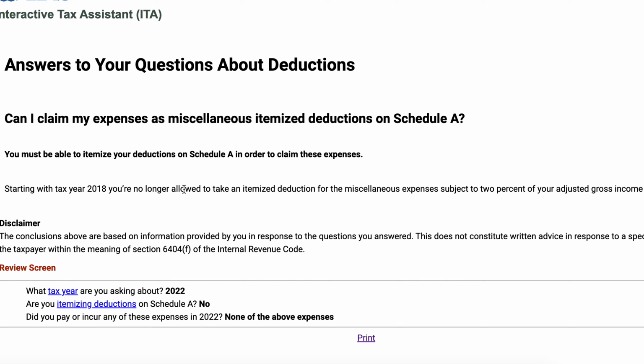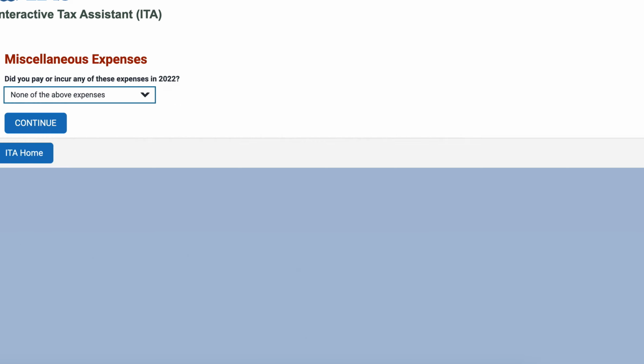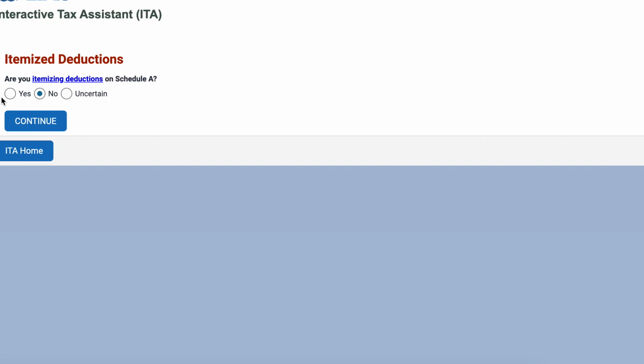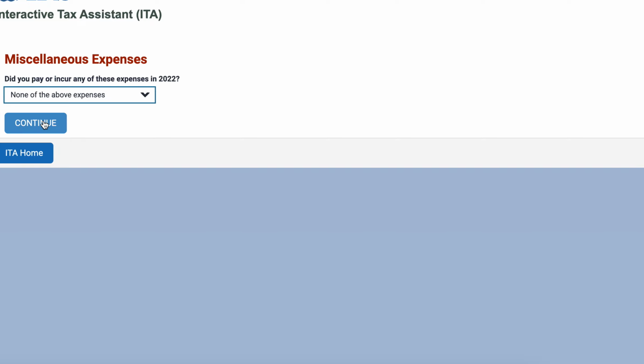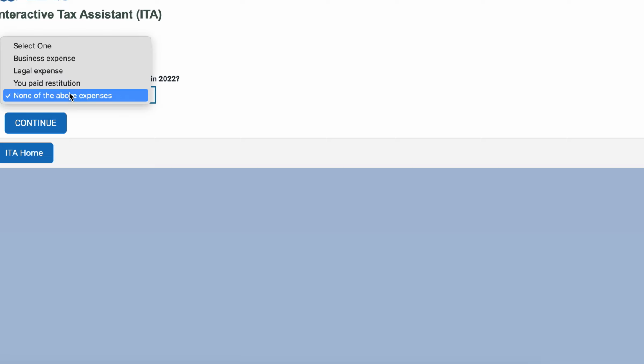Again, that assumes that you were filing Schedule A and not taking the standard deduction. However, all of that is off the table until at least 2025. If there's no change in the tax code, then after that sunset expires, you would be able to continue doing that. So since we've already answered that you have to be able to itemize deductions on Schedule A, let's go ahead and change this answer to yes. Now let's take a look at some of these expenses.